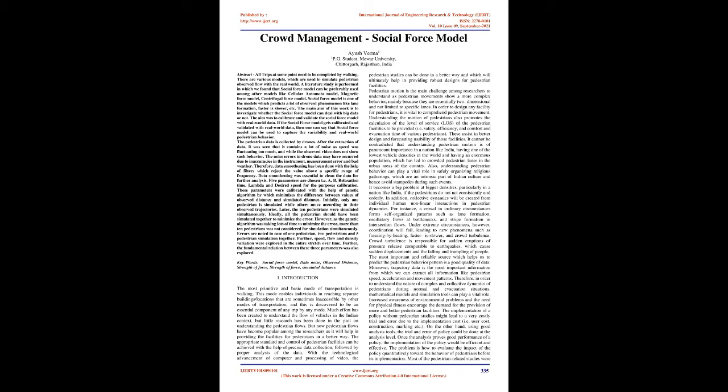A literature study is performed in which we found that social force model can be preferably used among other models like cellular automata model, magnetic force model, centrifugal force model. Social force model is one of the models which predicts a lot of observed phenomenon like lane formation, faster is slower, etc.